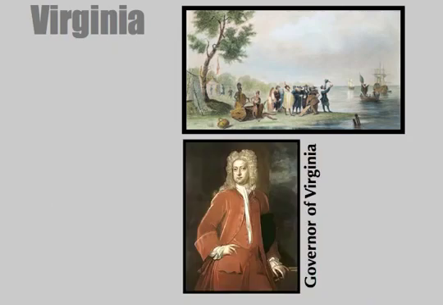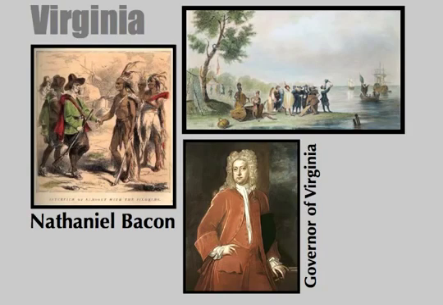So, after one particularly bloody conflict, the colonists who were living deep along the frontier appealed to the governor of Virginia to help protect them from the Native Americans. The problem is, though, the governor of Virginia had a conflict of interest. He was making lots of money off the fur trade with Native Americans, and so he refused to help the frontier colonists. And as a result, a man named Nathaniel Bacon decided he was going to take matters into his own hands.